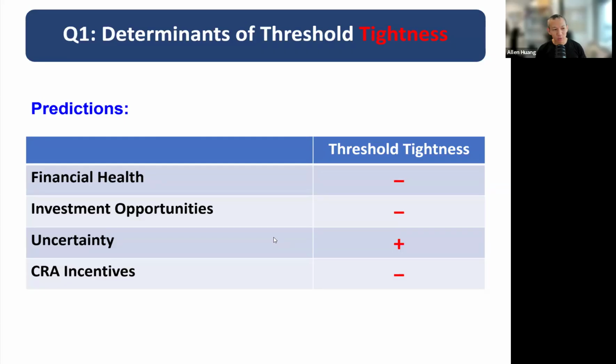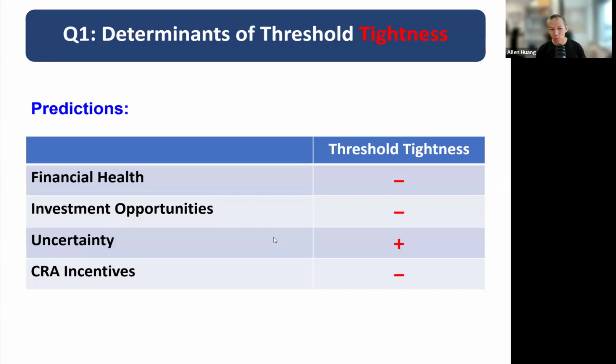For the ones with investment opportunities, because they may need more flexibility in their investments and borrowings, we shouldn't put them on a tighter list. And for the ones with higher uncertainties, because they're more risky, they need more monitoring, so we need to have tighter thresholds. And the last one over here is credit rating agency incentives.